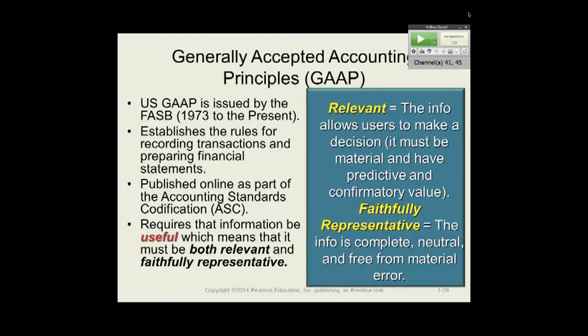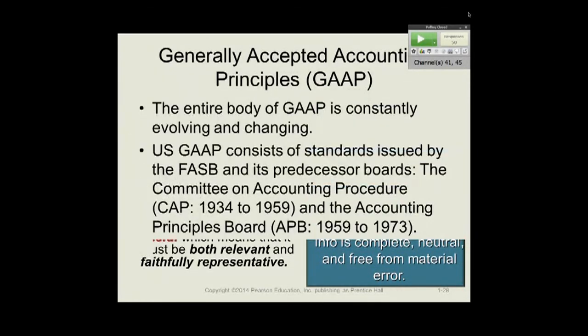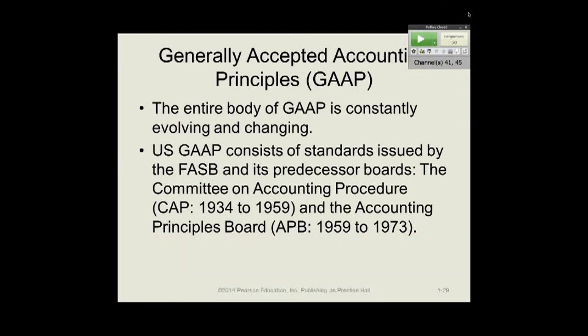Now, again, let me just go to the next slide to tell you that GAAP does change a lot, and different boards were around, so you don't have to memorize this, just to be complete with the information today. Before the FASB, you had a Committee on Accounting Procedure, Accounting Principles Board. They're not government agencies. They're private boards. So these were predecessors to the Financial Accounting Standards Board.